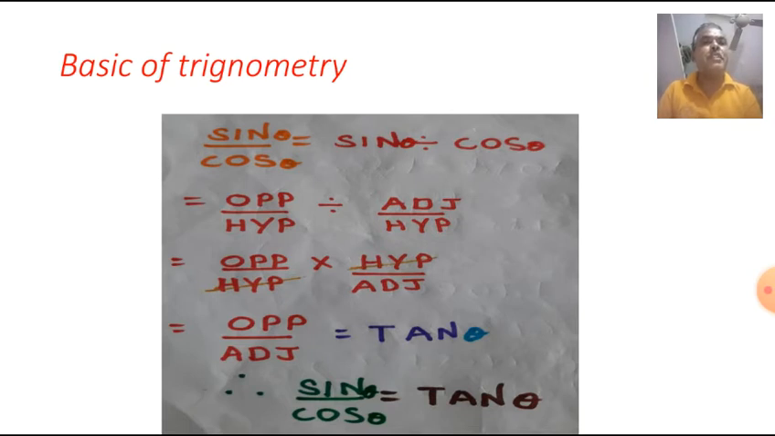That is sin theta by cos theta is equal to tan theta. That means first ratio divided by second ratio is equal to third ratio. It is proved. Sin theta by cos theta is equal to tan theta. It is clear. Let us move on.